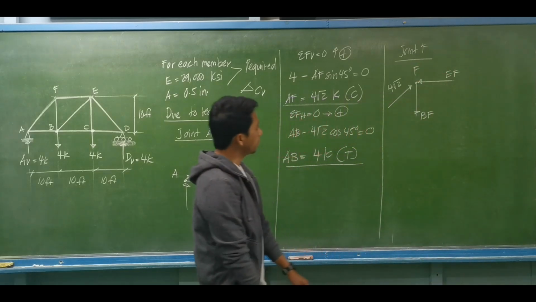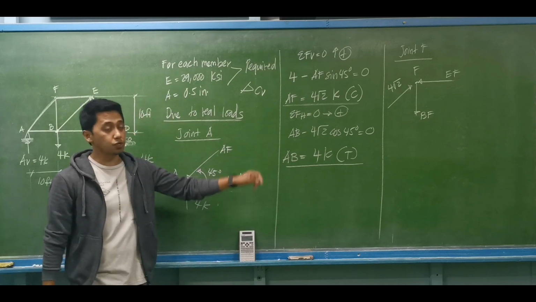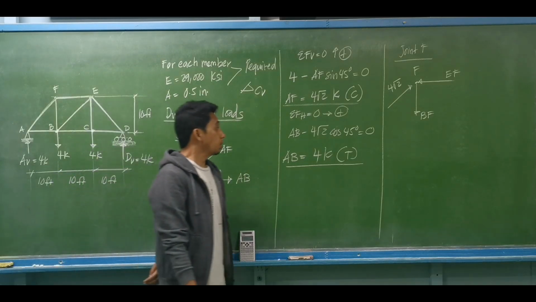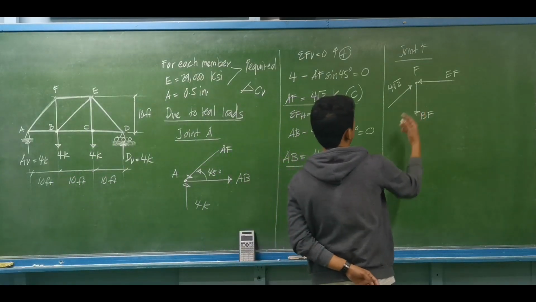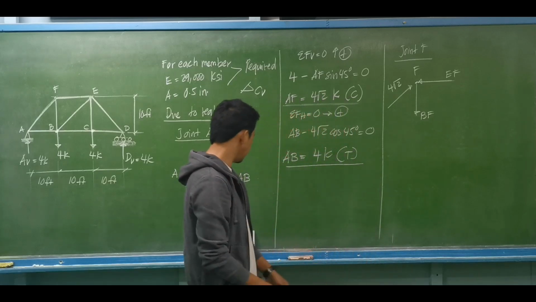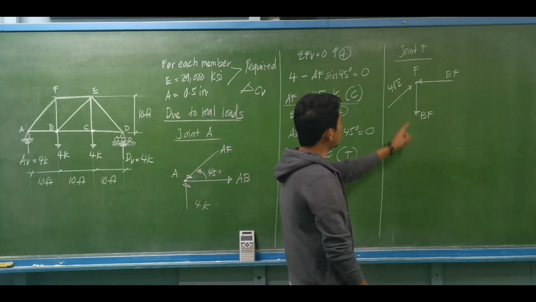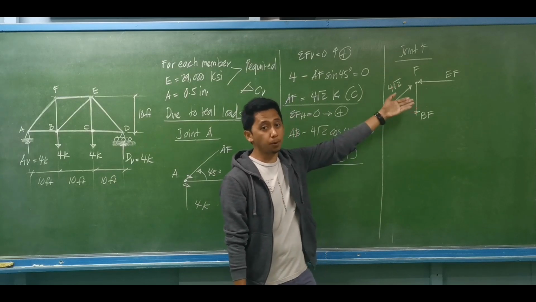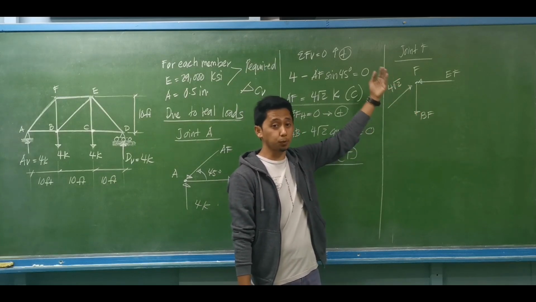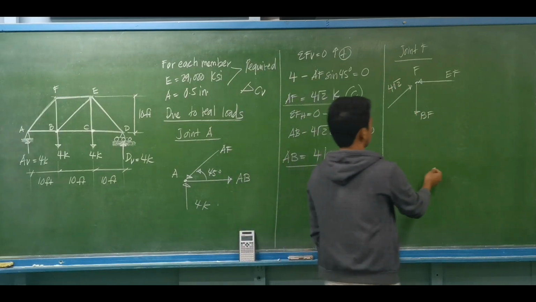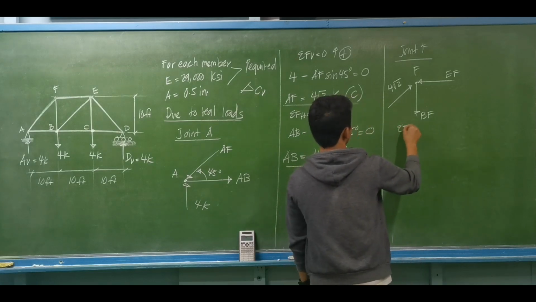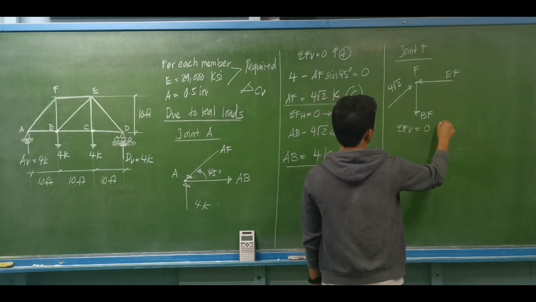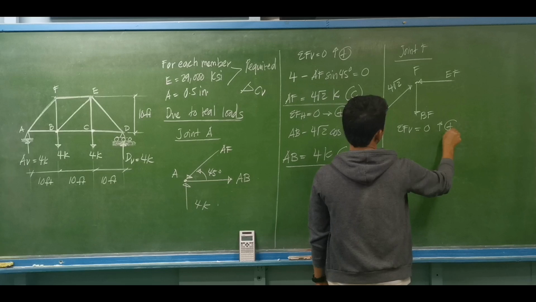So we have a joint F, we have the known value AF, 4 square root of 2. So we are computing for the value of EF and BF. Since this has a component upward, I'll be assuming BF to be downward. So this is by summation of forces vertical equal to 0, with upward forces to be positive.